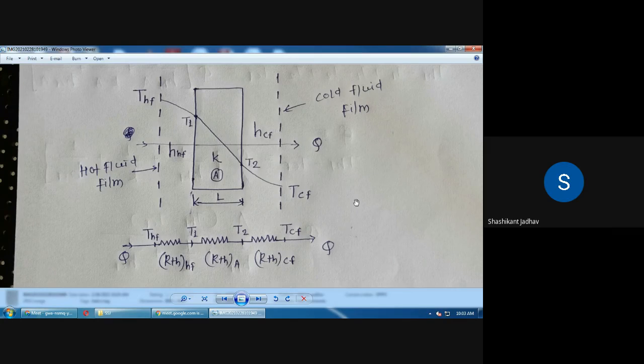Okay, if conduction is there then K is the heat transfer coefficient, and if convection is there then H is the heat transfer coefficient. But in the system, if conduction is there and convection is there, then for that system we have to calculate the value of the overall heat transfer coefficient.